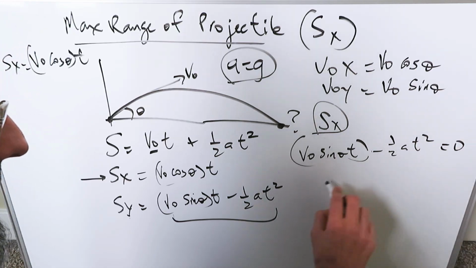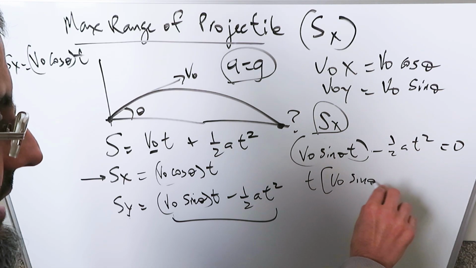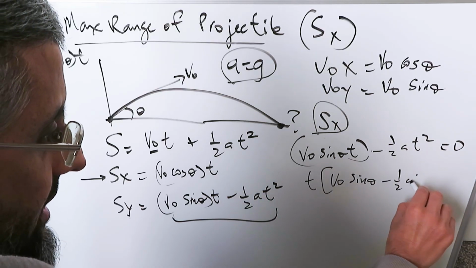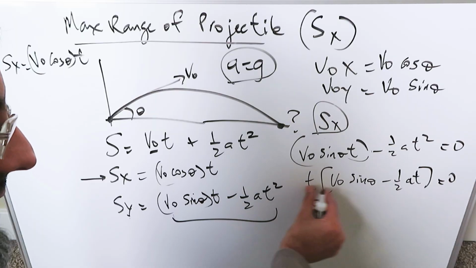All of this is equal to 0. If I were to factor out time, I have v naught, your initial velocity, sine theta minus half at. All of this is equal to 0. When I solve for time, I have two factors. One this factor, one this.